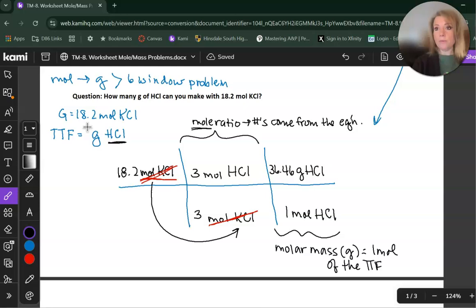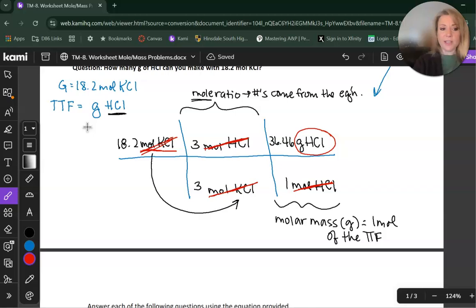Okay, now that we've got all of our windows filled, we have a couple more things that we can cancel. We have moles of HCl at the top, and we have moles of HCl at the bottom. I'm going to cross them out because they cancel each other. And we are left, I don't have grams of HCl anywhere else in my table, so that's what I'm left with. That's what I'm trying to find. That's going to be part of our answer.